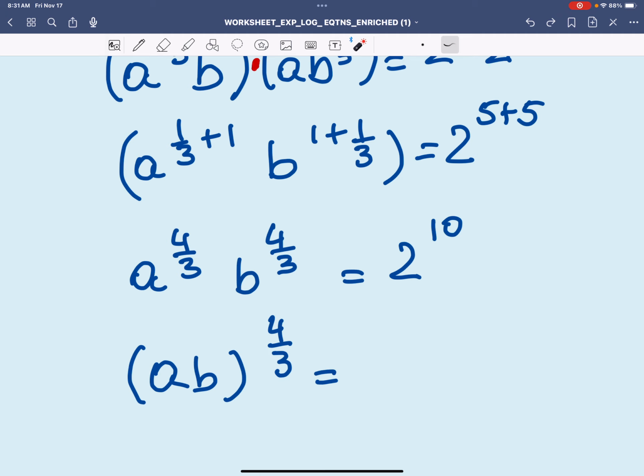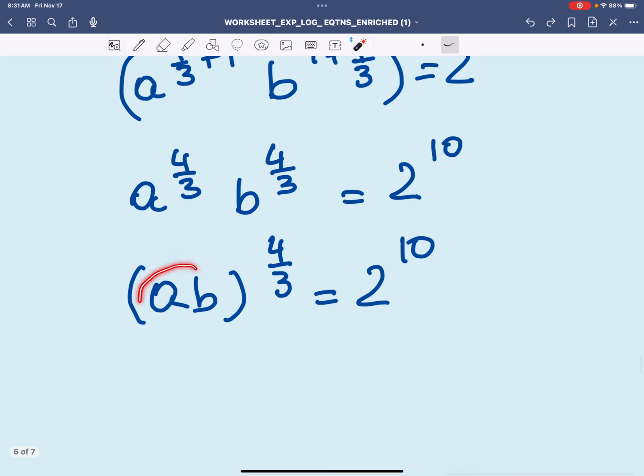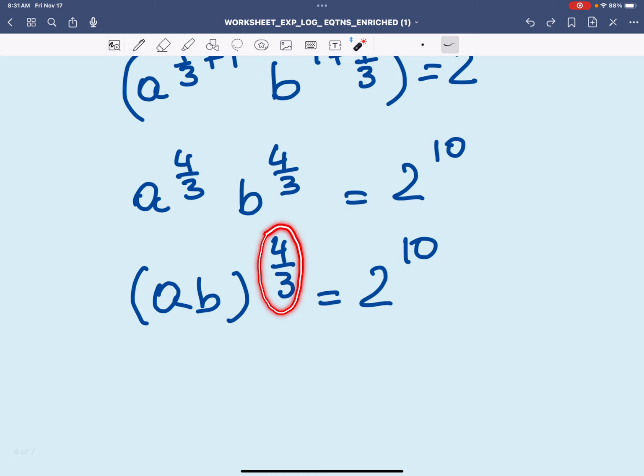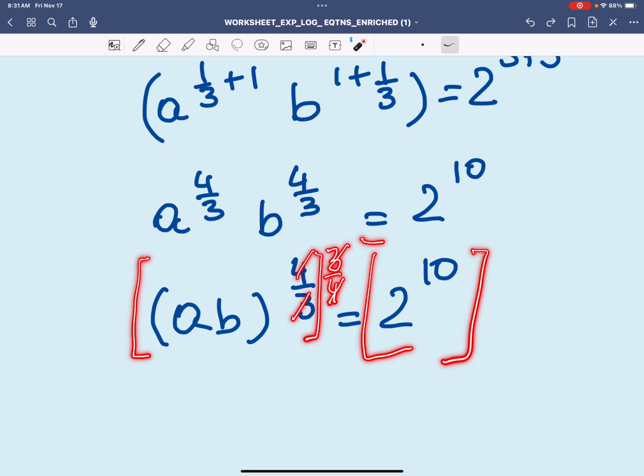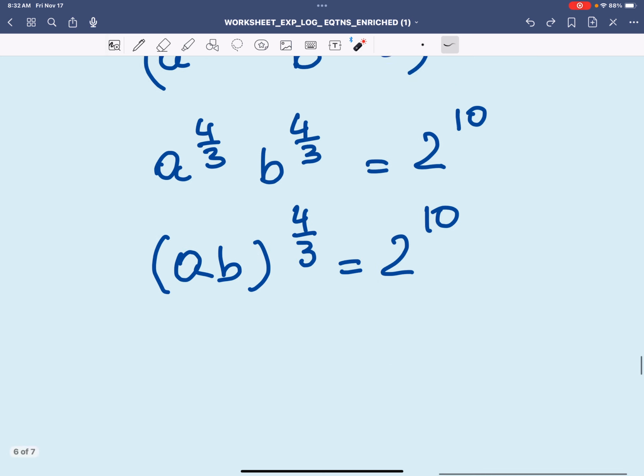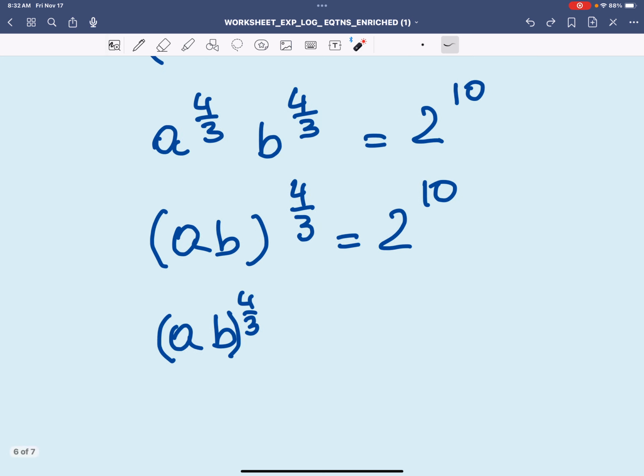a times b to the power 4 over 3 equals 2 to the power of 10. Now, a and b are finally together. They look very happy, almost. And now all we have to do is get rid of this 4 over 3. And you probably have an idea, and I bet it is similar to my idea. We're going to bring both sides of this equation to the power of the reciprocal of 4 over 3, because that will allow us to simplify the power to make it a 1. So let's do this. Let's see what it looks like.